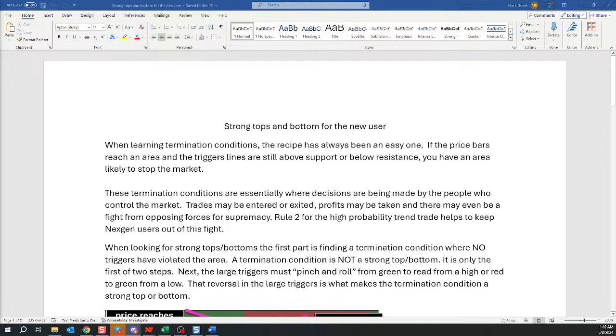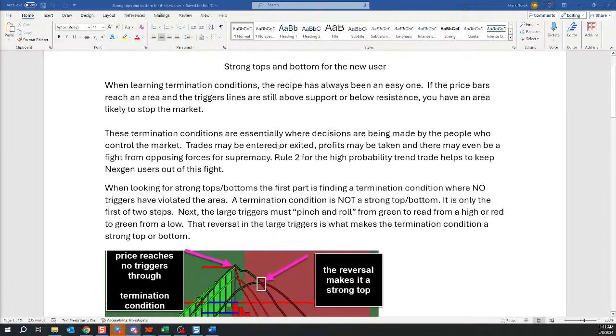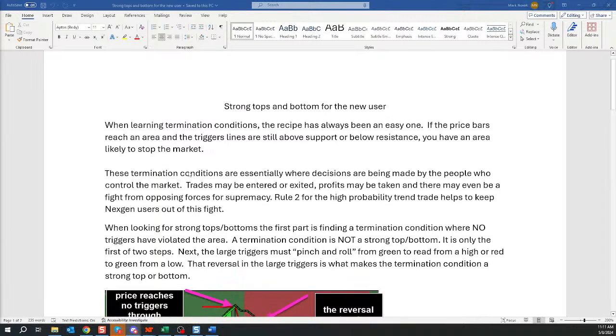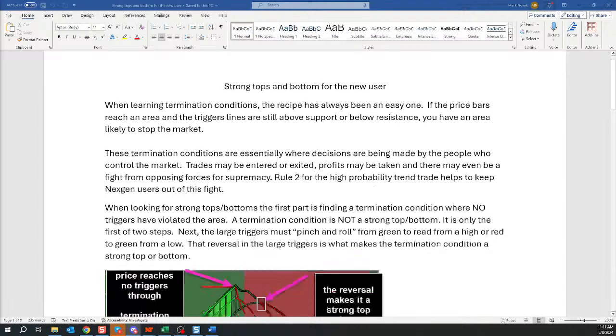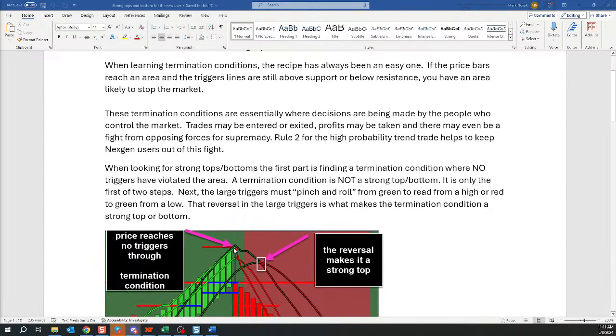So when you're learning termination conditions, the recipe never changes, right? Price reaches an area, the triggers are above support, below resistance, you have an area likely to stop the market. You're good with that, right, Kenny? Termination conditions are where the decisions are being made by the people in charge, and that recipe never changes. If price reaches the area and the triggers remain below, it's always a termination condition. So rule number 2 keeps you out of the long.